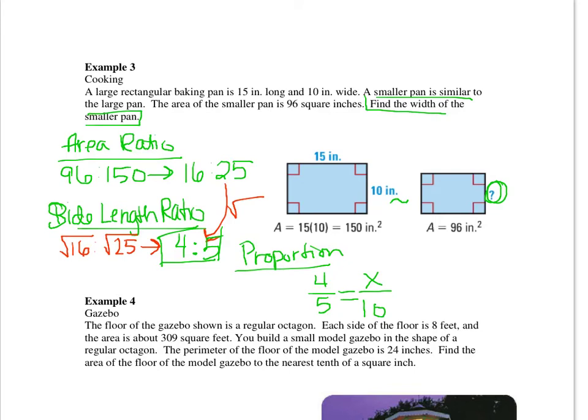And then we'd solve that by cross multiplying. I have 5 times x equals 4 times 10. Now divide both sides by 5 to get x alone. So x equals 4 times 10 is 40, divided by 5 is 8. So my answer is 8, and my units here are inches.